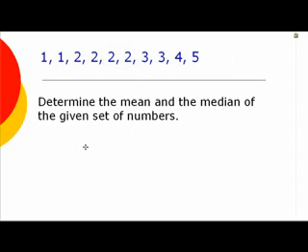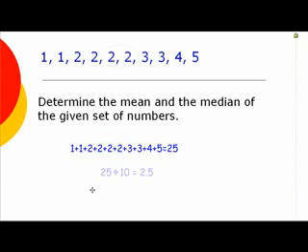So determine the mean and median of the given set of numbers. So we add them all up first, and we get 25. So the next thing I do is to count them up. So we have 1, 2, 3, 4, 5, 6, 7, 8, 9, 10 numbers. Well, 25 divided by 10 gives us an answer of 2 5/10. So that tells me that the mean is 2 5/10.